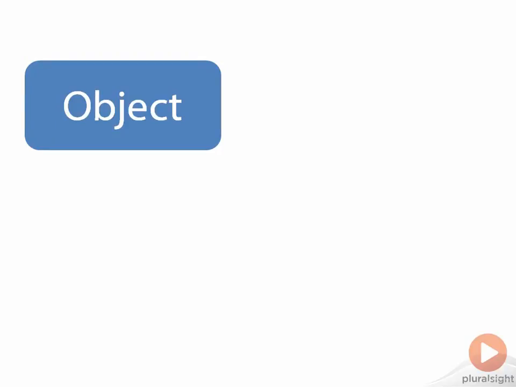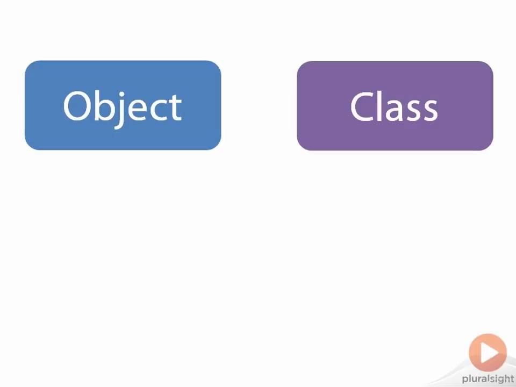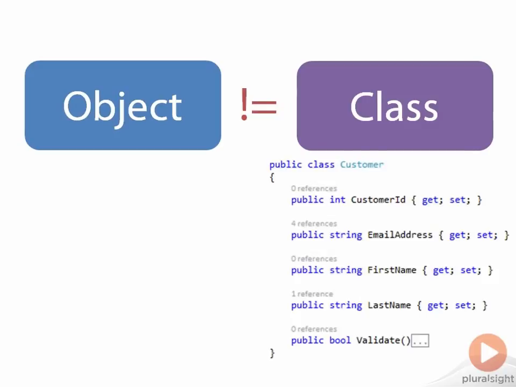The two most basic words in object-oriented programming are object and class. Though they are often used interchangeably when speaking about object-oriented programming and when building applications, they are not the same thing.